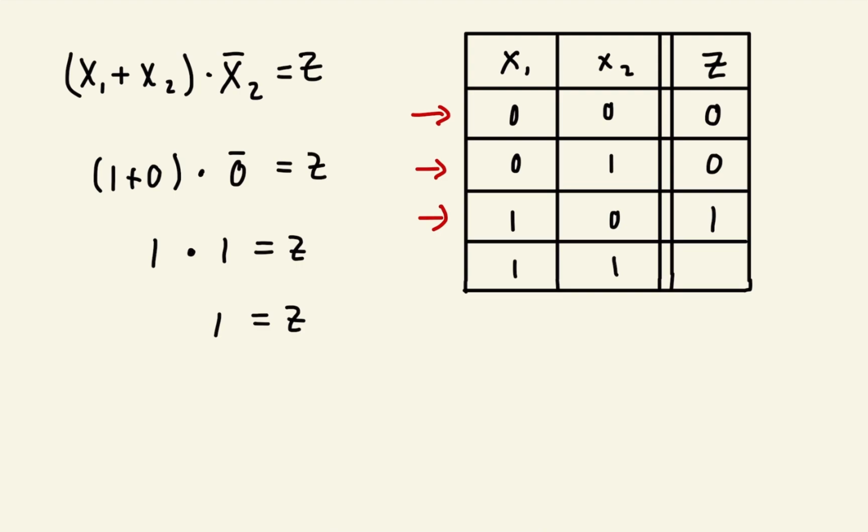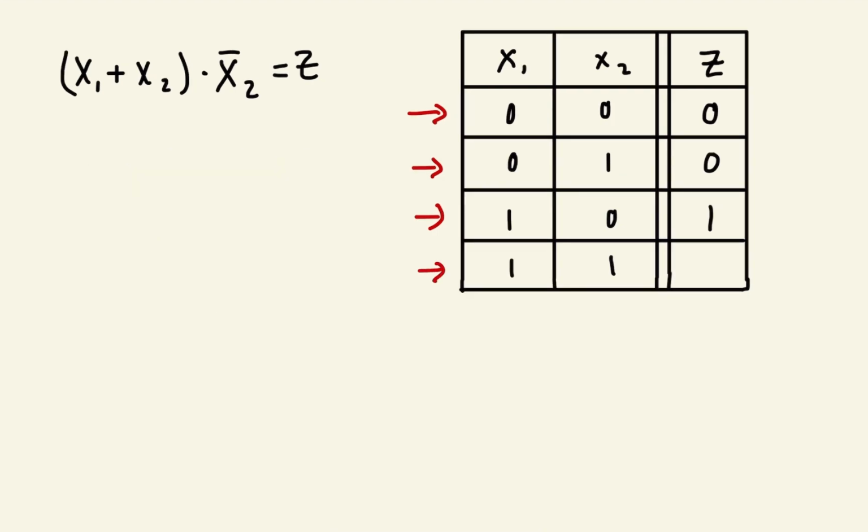Finally, let's do the fourth row. For the fourth row, both x1 and x2 are 1. So we're going to do 1 plus 1 times 1 complement equals z. 1 plus 1 equals 1, times 0 equals z. And 1 times 0 is obviously 0. So our output is going to be 0. So the signal was only on when x1 was 1 and x2 was 0.